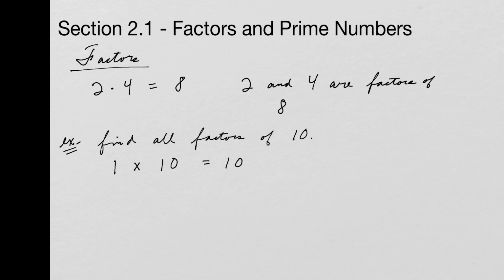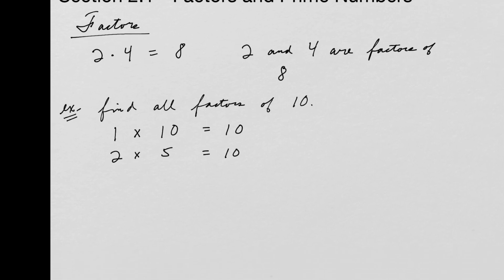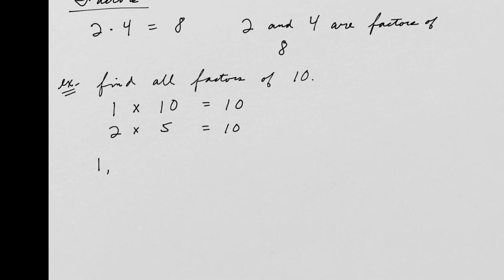Then I work my way up. Does 2 go into 10 evenly? Yeah, so 2 times 5 will also give me 10. And then try 3. No, 3 doesn't go into 10 evenly. 4 doesn't go into 10 evenly. And if I get to 5, I've already dealt with 5, so I can stop. Okay? So what this tells us is that, now I'll just list them in order, 1, 2, 5, and 10 are factors of 10.